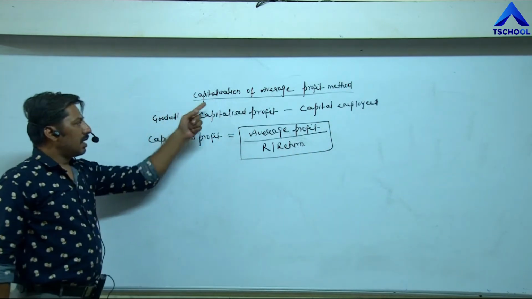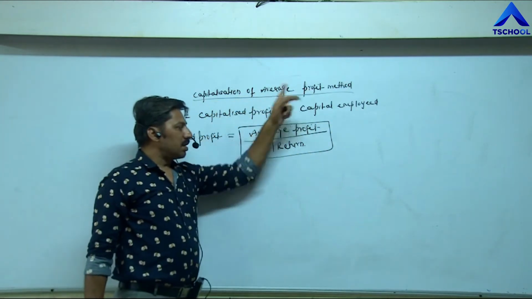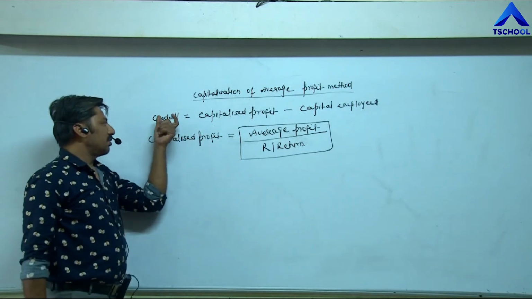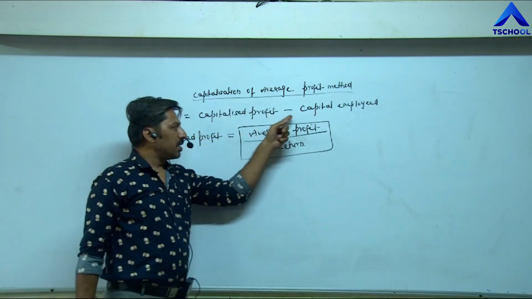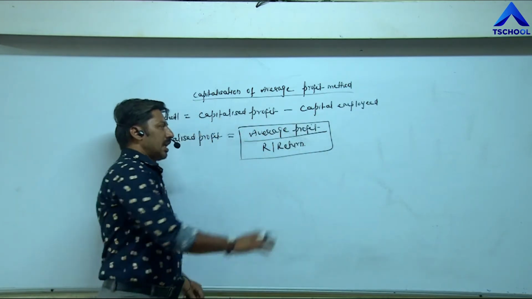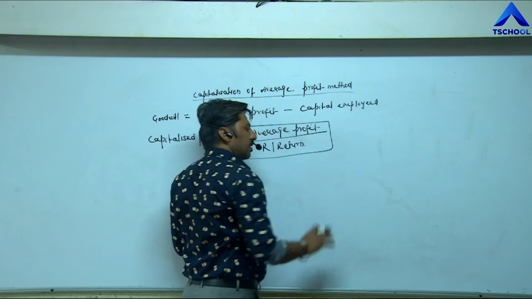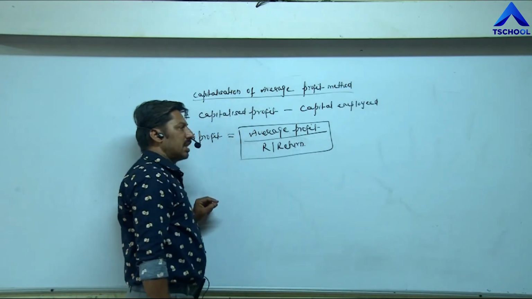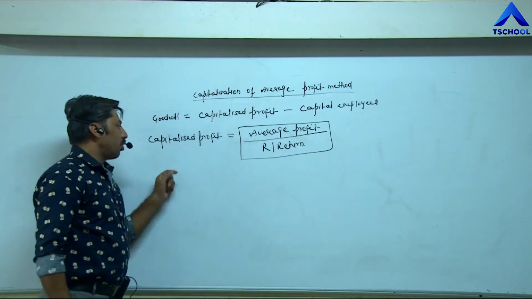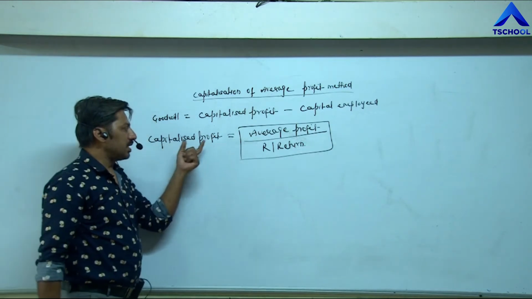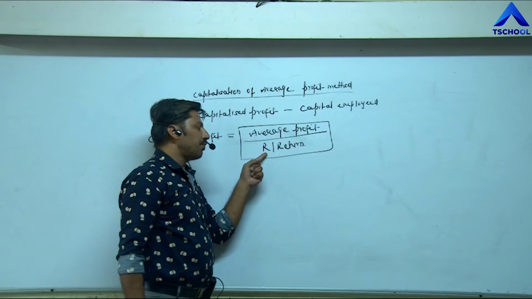Once again, capitalization of average profit method. In this method, for calculating goodwill, the formula is capitalized profit minus capital employed. Capital employed, we know the formula, asset minus liability. Now, how to calculate capitalized profit? The formula for calculating capitalized profit is average profit upon rate of return.